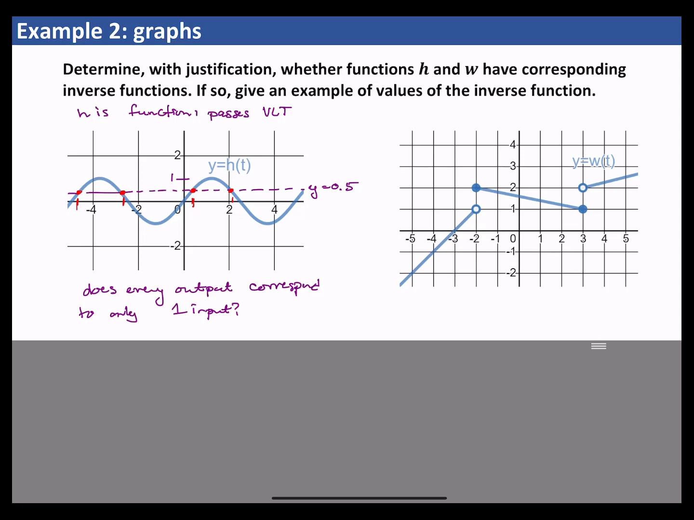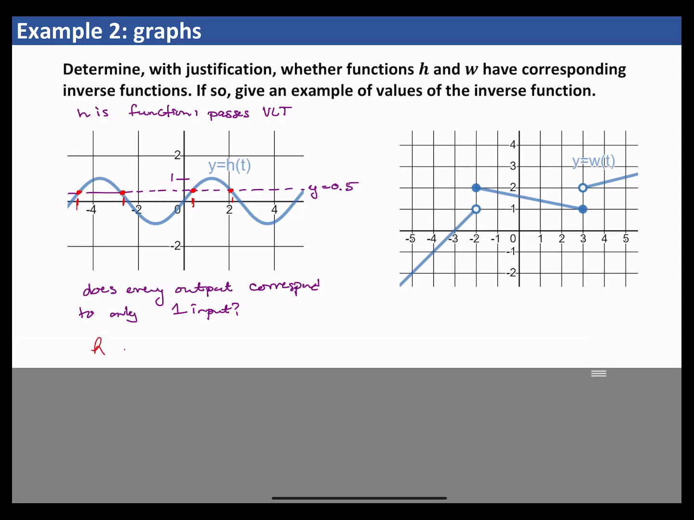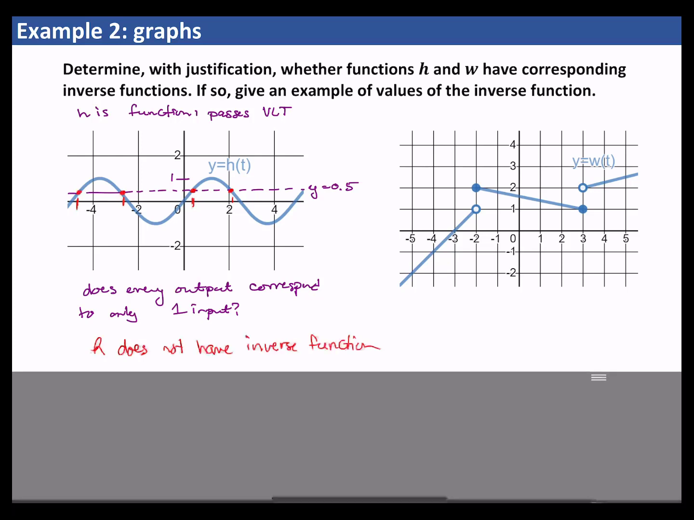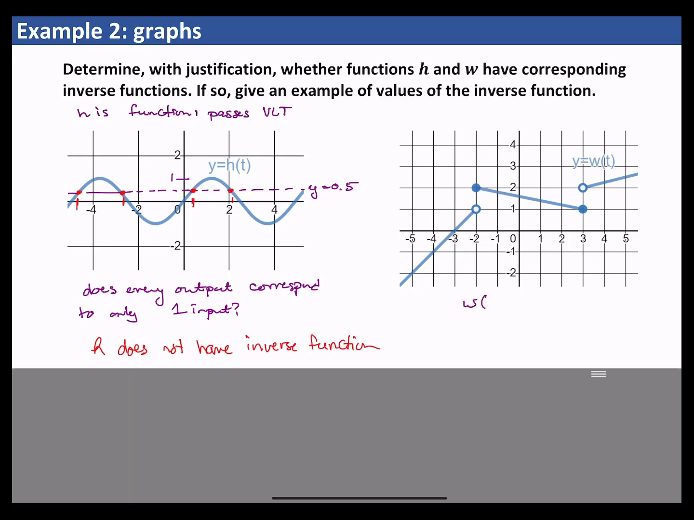All right, and on the right we see the graph of w. Function w passes the vertical line test. Even at t equals -2 and t equals 3, the only corresponding outputs are 2 and 1 respectively. Function w does have an inverse function because for any choice of output, y, there's one and only one corresponding input, t.